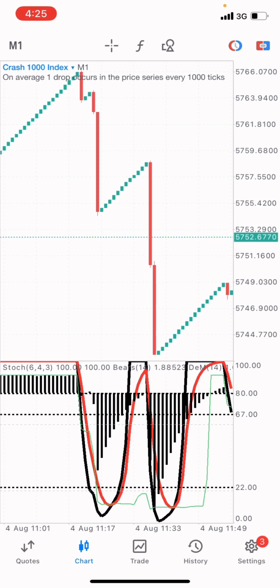Now, we know that the Crash and Boom market is not like the Step Index or Volatility 75. This market is mainly traded by the use of technical analysis, price action strategy, and the use of indicators to help you see the next price movement.